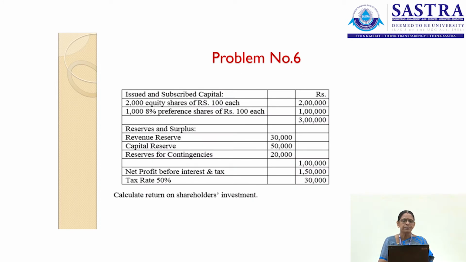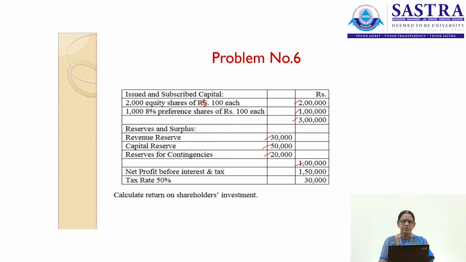Problem number 6. We have an issued and subscribed capital like this. 2,000 equity shares of rupees 100 each, that is 2 lakh rupees. 1,000 8% preference shares of rupees 100 each, 1 lakh rupees. So total share capital is 3 lakh rupees. Reserves and surplus. Revenue reserve is 30,000, capital reserve is 50,000, reserve for contingencies is 20,000. So total reserve we have is 1 lakh rupees in hand.